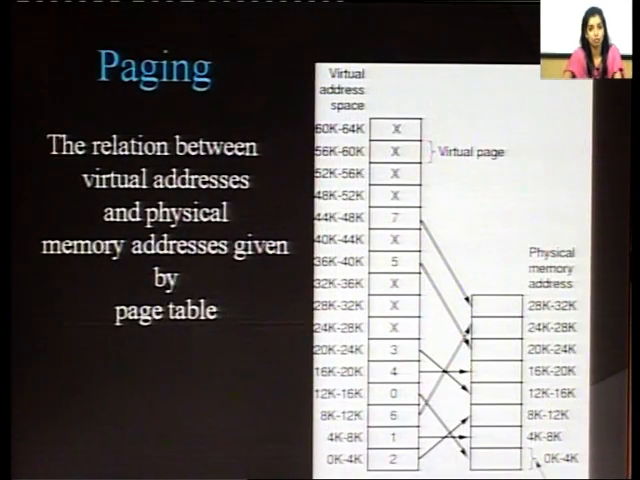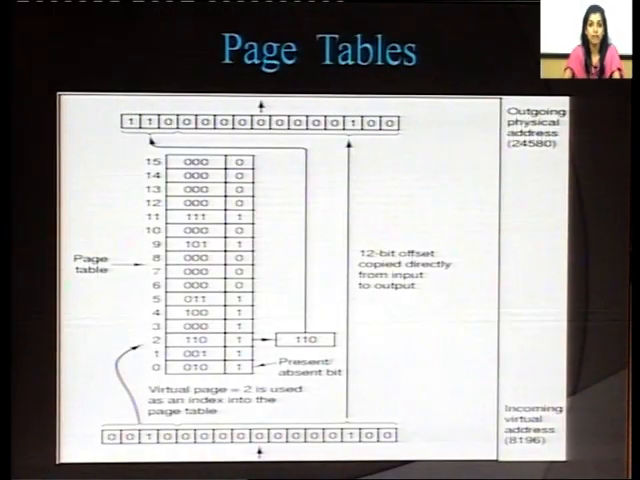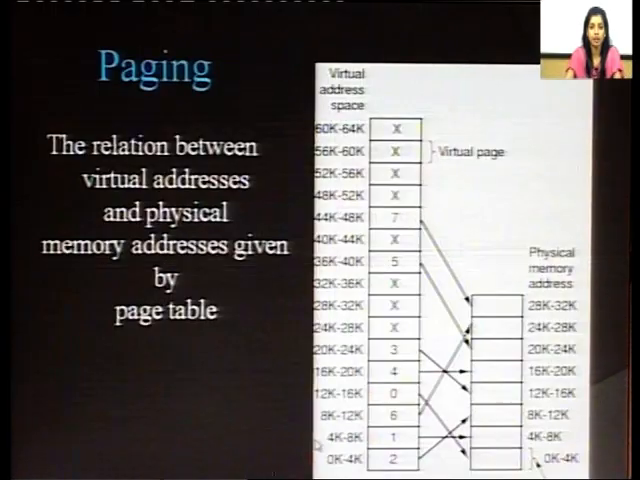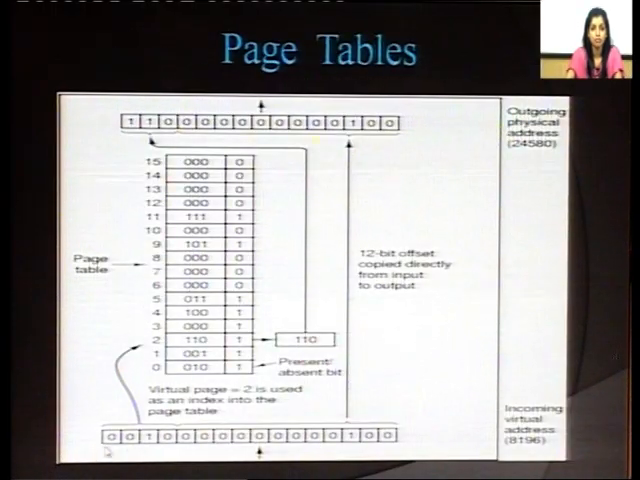Now what is paging? The relation between virtual addresses and physical memory addresses is given by the page table. So a page table is a collection of a number of pages or frames. In this way, the page table has a number of bytes. These 4 bits show the page in the page table, and the rest of the bits show the virtual or logical address. That logical address comes directly into the physical address.